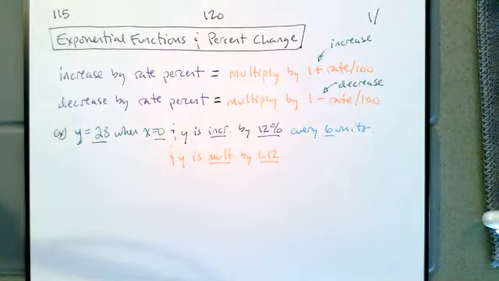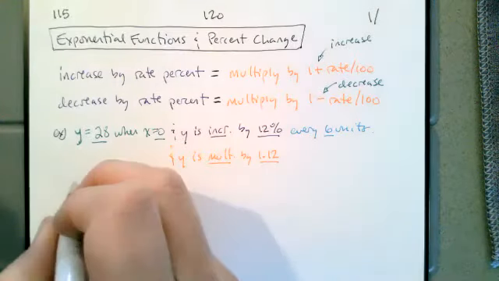Everything else stays the same. Y is still 28 when x is 0. We're just changing how we're describing things. Y is multiplied by 1.12 every 6 units. Once we have the multiplying parts, we can write an equation for what's going on.